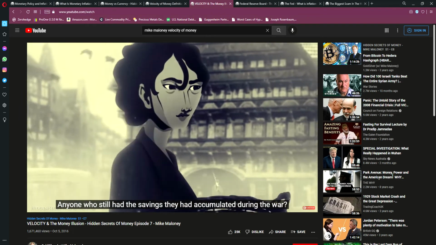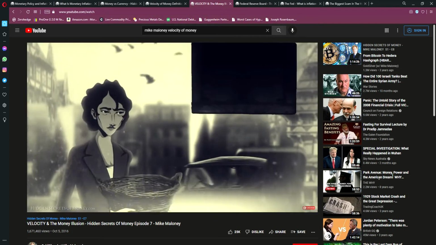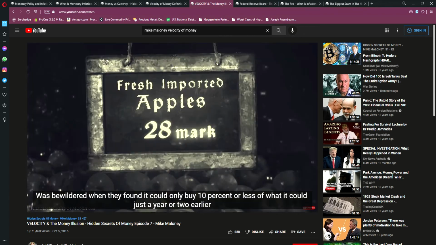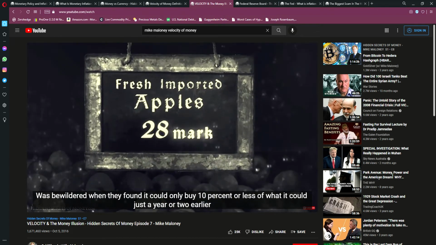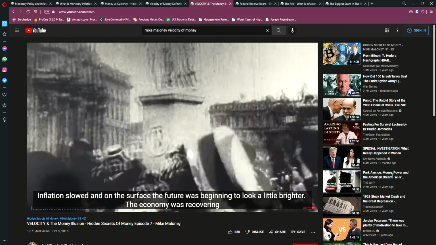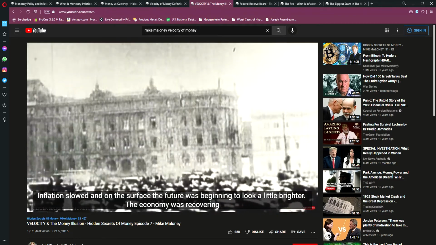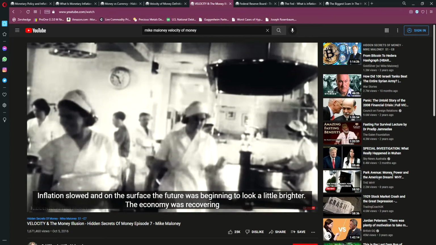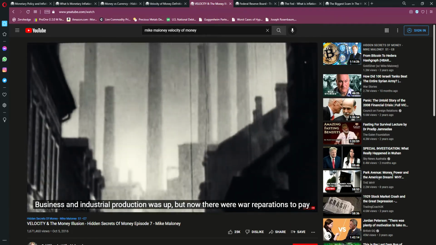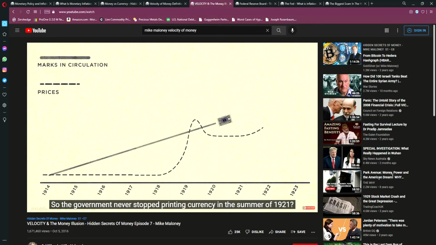Anyone who still had the savings they had accumulated during the war was bewildered when they found it could only buy 10% or less of what it could just a year or two earlier. Then, all through the rest of 1920 and the first half of 1921, inflation slowed, and on the surface the future was beginning to look a little brighter. The economy was recovering, business and industrial production was up, but now there were war reparations to pay, so the government never stopped printing currency.